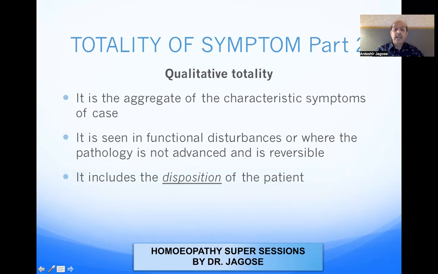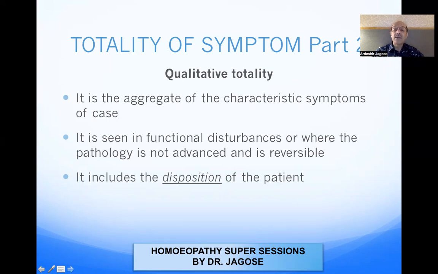Now, qualitative totality. It's the aggregate of the characteristic symptoms of the case. So qualitative meaning what? We have to deal with the quality of the symptoms and not the quantity. So in qualitative totality, we have to take the sum of the PQRS or the characteristic symptoms. It is seen in functional disturbances or where the pathology will not advance and is reversible.